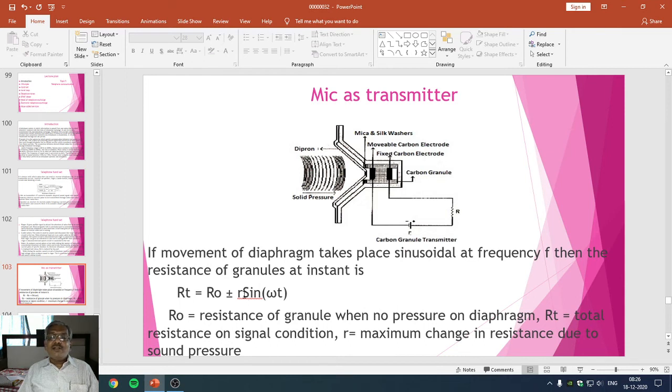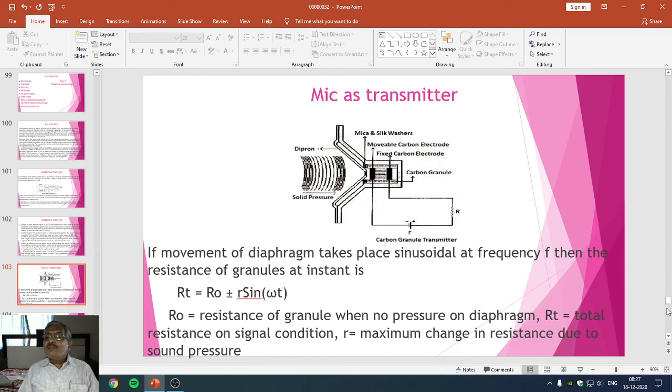Small r is the maximum change in resistance due to the sound pressure incident on it. And as the variation of the speech signal takes place in sinusoidal nature, it is represented as sine of omega t, where omega is equal to 2 pi f t. f is the frequency of the sound signal.